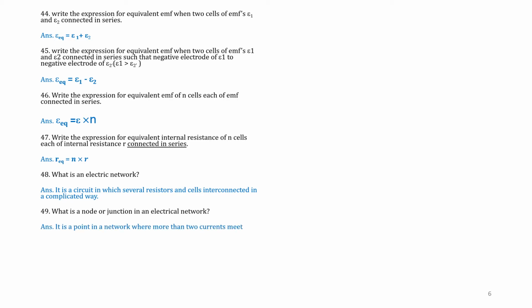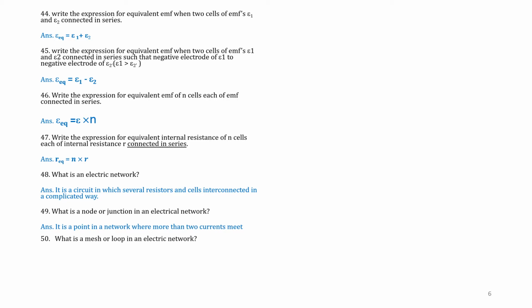Question number 48. What is an electric network? A circuit in which several resistors and cells are interconnected in a complicated way. Please note, in a complicated way. Question number 49. What is the node or a junction in an electrical network? It is a point in a network where more than two currents meet.